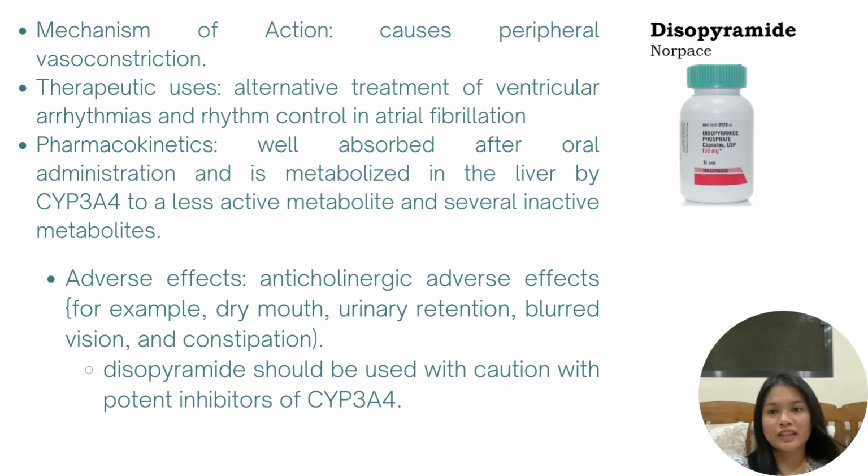For its pharmacokinetics, disopyramide is well absorbed after oral administration and is metabolized by the liver by CYP3A4 to a less active metabolite and several inactive metabolites. About half of the drug is excreted unchanged by the kidneys. For its adverse effects, disopyramide has the most anticholinergic adverse effects of the class 1A drugs, for example, dry mouth, urinary retention, blurred vision, and constipation. Disopyramide should be used with caution with potent inhibitors of CYP3A4.